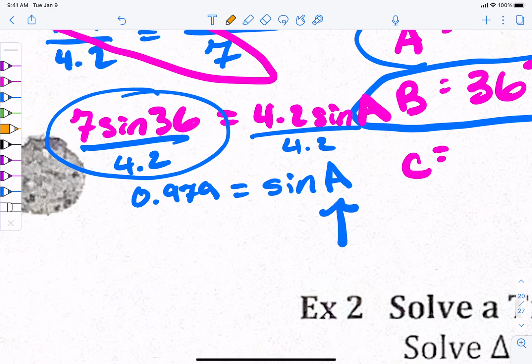Okay, now I want to solve for this A right here, but the sine is attached to it. So this is the most important thing. How do I get that sine to go away? How do you undo the sine? The inverse sine, right? That's the sine to the negative 1 power. That's the most important thing. Okay, so now do inverse sine of that number. And what do we get for A?